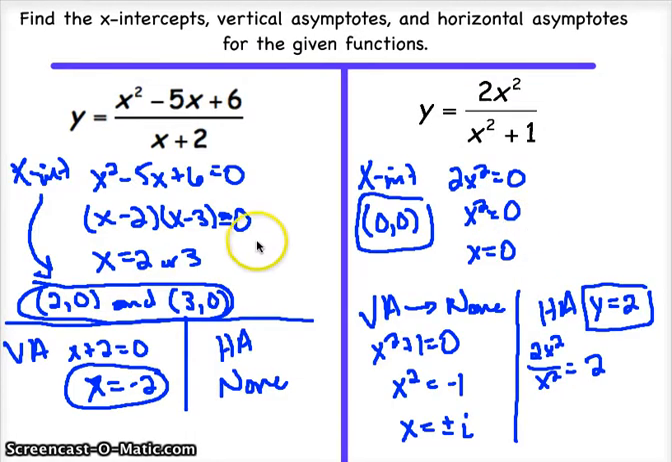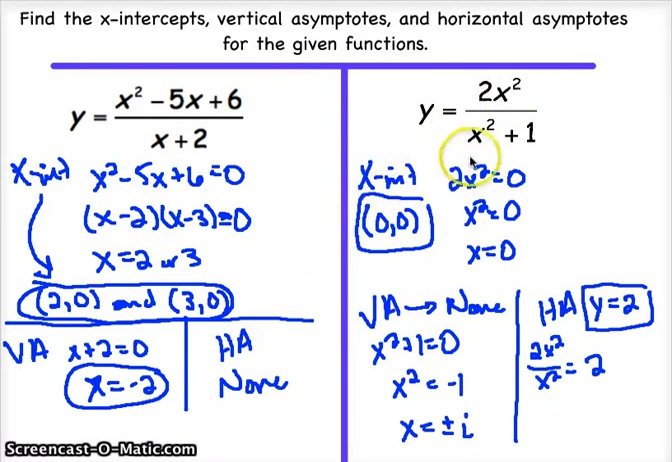Okay, hopefully you took a few seconds to find those parts. X-intercepts on this one, again, set the top equal to 0, do a little factoring, and you find out that x equals 2 or 3, and again, write them as coordinate points. X-intercepts are points on a graph, not lines like vertical asymptotes or horizontal asymptotes. Vertical asymptote, whatever made the bottom 0, so x plus 2 equals 0, x equals -2. And finally the horizontal asymptote, because the top degree is larger than the bottom, squared beats first power every time, horizontal asymptote will be none.